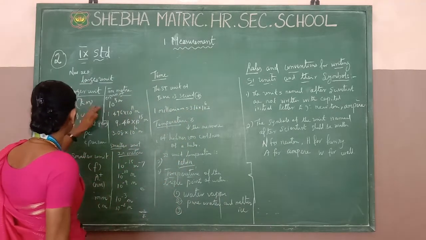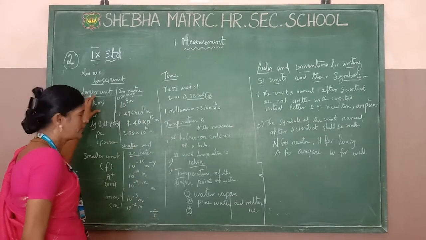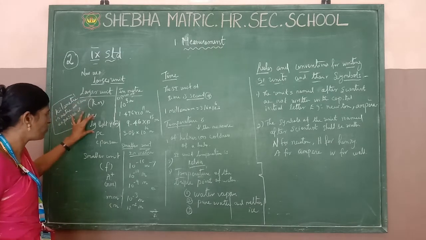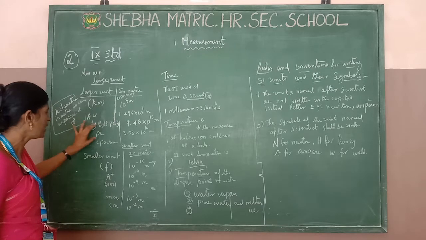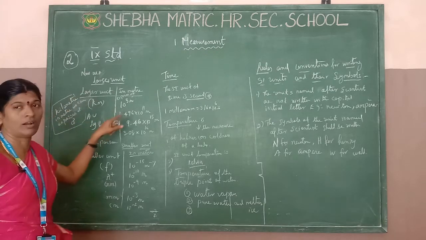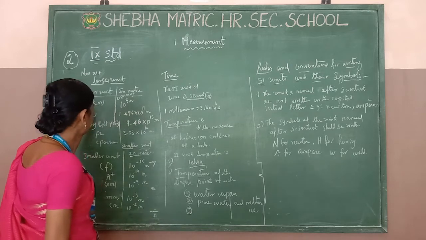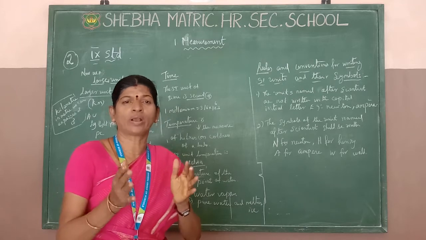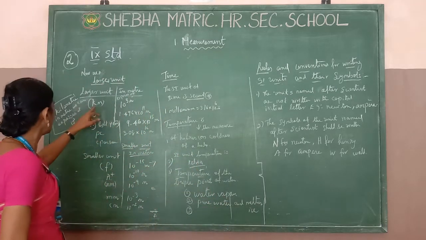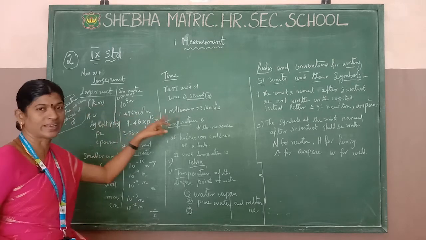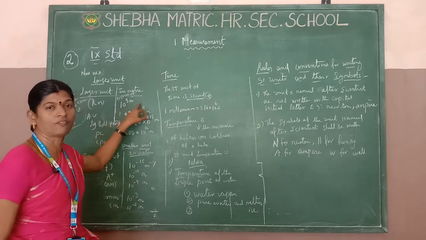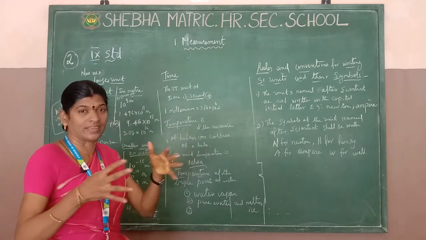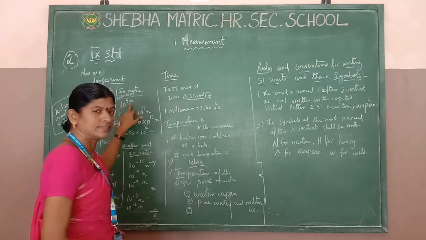So larger units are the kilometer, AU, which means astronomical unit, LY, light year, and next, PC, parsec. These are all the larger units. The larger units can be expressed in meters. Understand? How can we express them in meters? First of all, kilometer. We can express it as 10 power of 3 meter. Kilometer is expressed as 10 power of 3 meter.